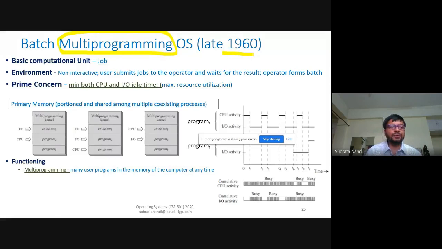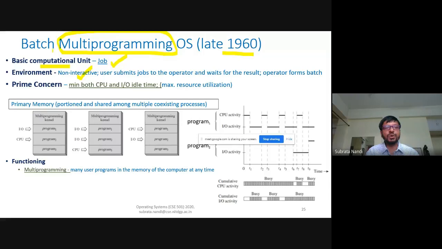Then they thought: let the basic computation unit still be the job, so it's still the same, and the environment is still non-interactive. So still you cannot think of any kind of keyboards or monitors. The users need to interact or get things done from the system via the computer operator. So the user submits jobs to the operator, and it forms a batch.